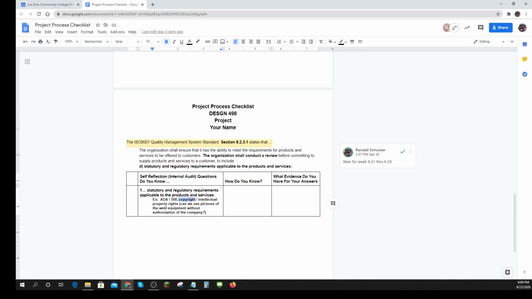So we have to be very careful that we are accommodating the rights of people that hold copyright and have intellectual property rights.